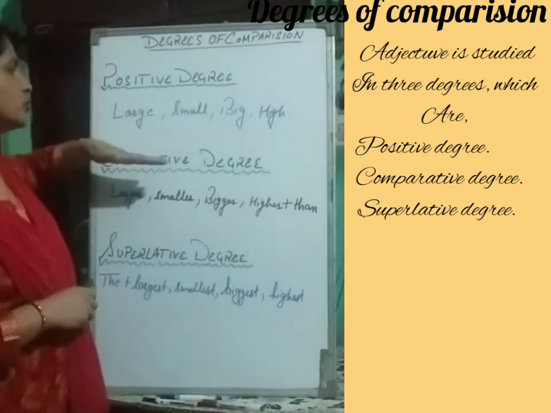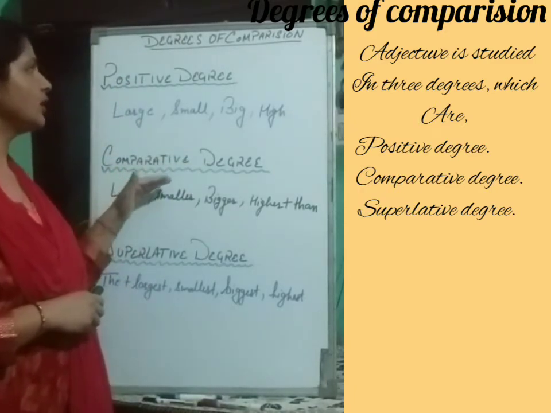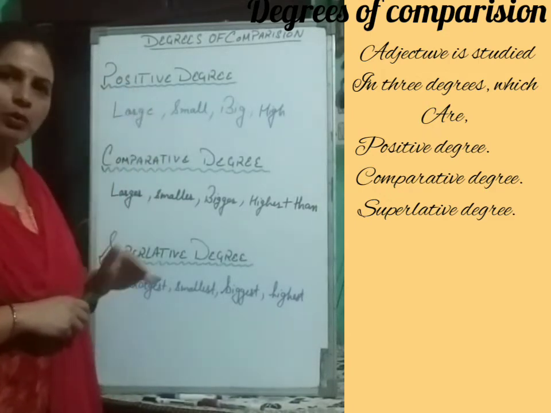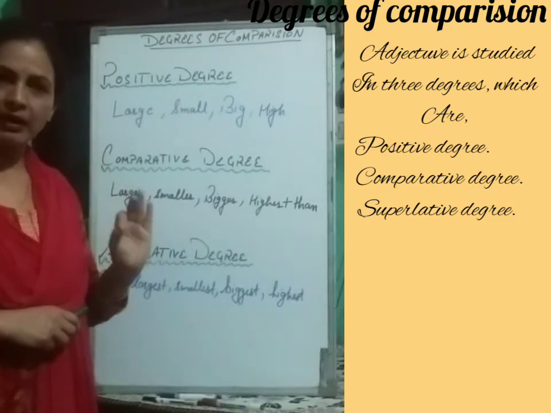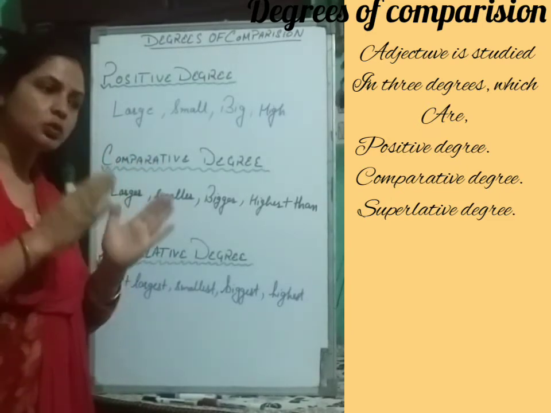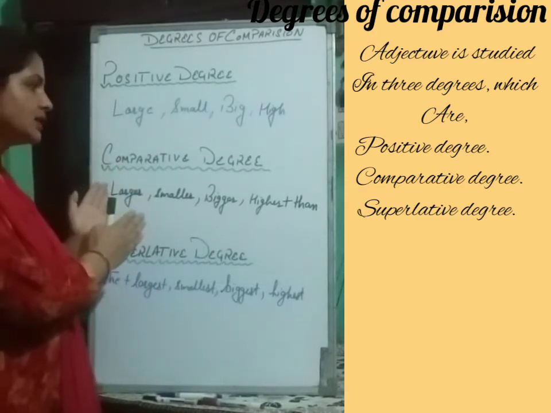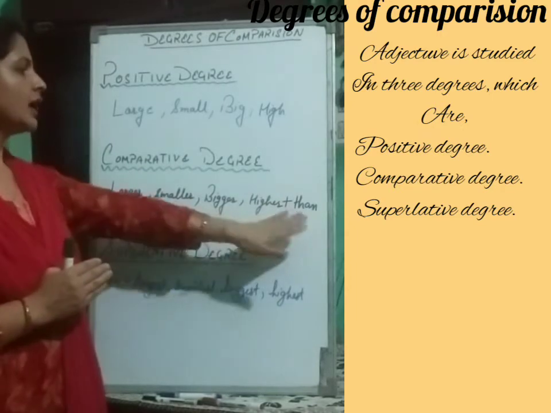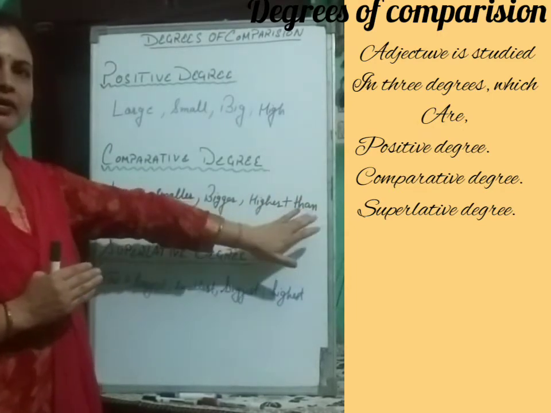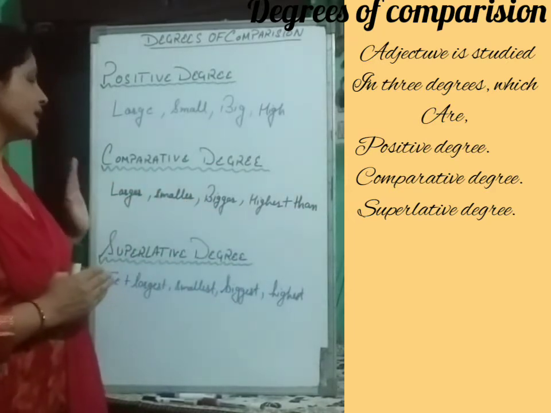Now if we move to the next degree, that is comparative degree. Comparative degree is a bit different from positive degree, because in comparative degree we do comparison. We do comparison between nouns and pronouns. So comparisons are made here, and one important thing is that we use than with these adjectives.